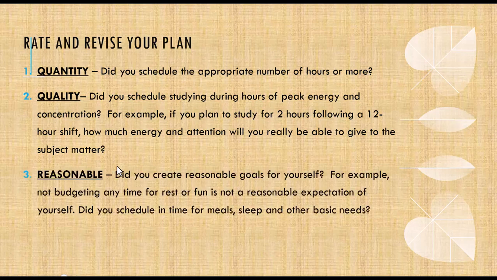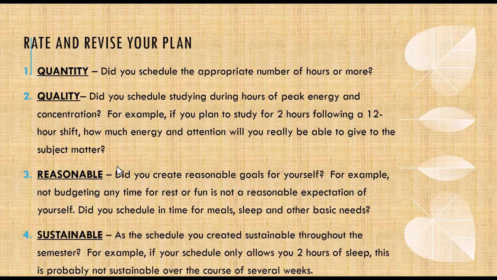Okay, so we're looking for quantity and quality, and then the other things we want to do is, first of all, we want to make sure that we have a reasonable plan. For example, if you didn't budget any time at all for any kind of rest or fun, well, that's not really reasonable. If you didn't schedule any time for meals or sleep, basic needs like that, again, you can't do that. That's not going to be a reasonable plan that somebody can actually follow. And likewise, it needs to be sustainable. So let's pretend somehow you had a crazy schedule and you only allowed yourself 2 hours of sleep for a night. Maybe you can do that for a few days or a week. You can't do that for the entire semester probably. So again, quantity, quality, reasonable, sustainable.